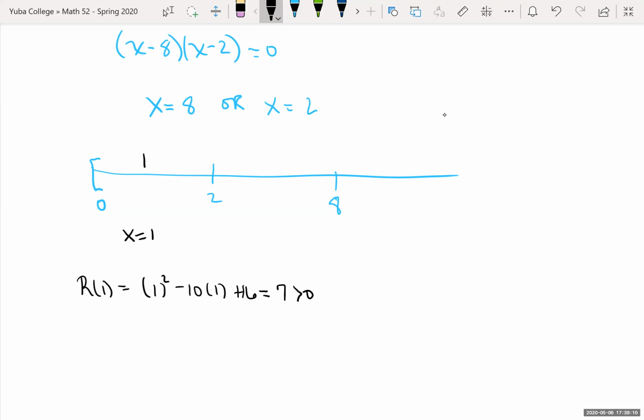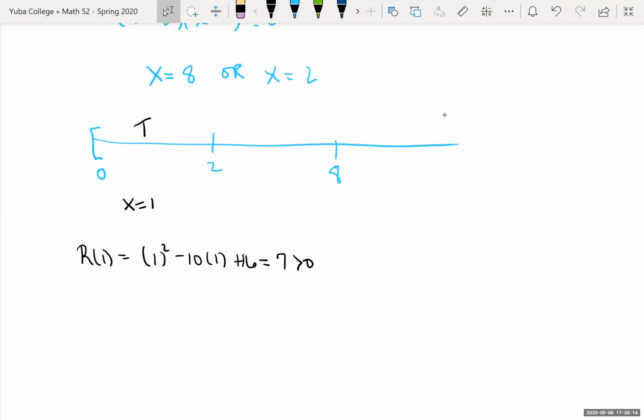So this is a true statement. Choose a number between 2 and 4. If we plugged in 3, we would have 3 squared minus 10 times 3 plus 16. So that's 9 minus 30, which is negative 21. Negative 21 plus 16 is negative 7, which is less than 0.